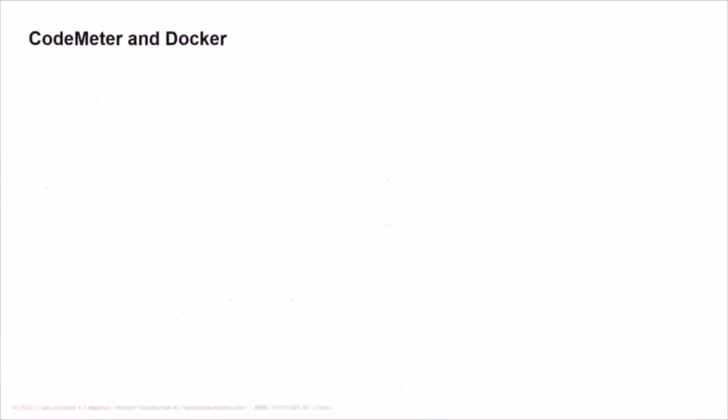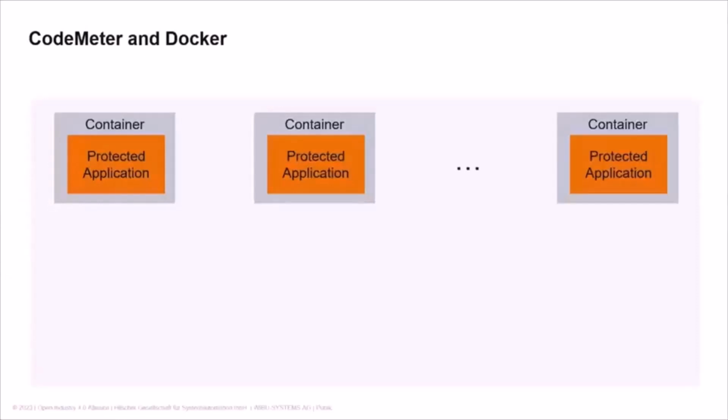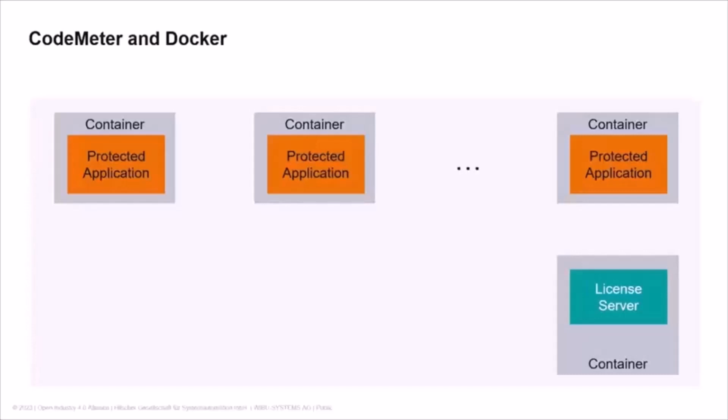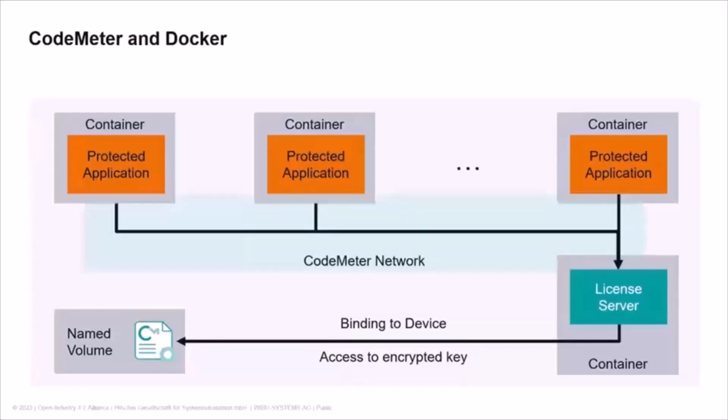The second challenge that we solved is the support of Docker environments. In Docker environments, you have one virtual machine, and in the virtual machine, you're running multiple protected applications. Could be the same, could be different applications. And for this, we created a container which includes a license server. We put the license on a named volume so that it is stored permanently. And so we bind the license to the device so that it can only be decrypted and used inside of this virtual machine. And we have this access to the encrypted key stored on the named volume. So even if you restart the license server container, the license is still there. And via network connection, the license can be used from the multiple containers in the same device.